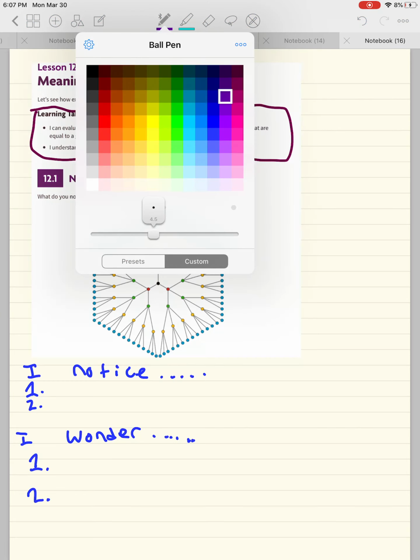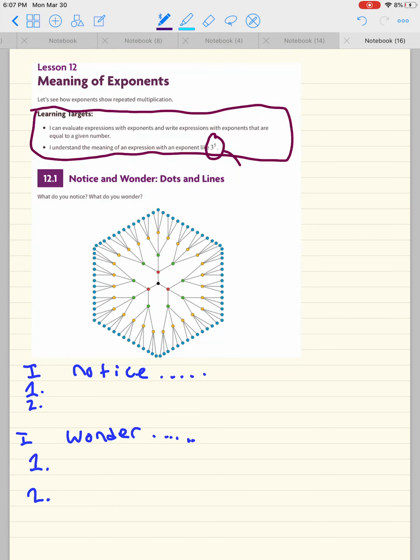Anyway, so for 12.1, it gives you this image. It's asking, what do you notice and what do you wonder? So take about a minute or two, pause the video, write down 2 things that you notice and 2 things that you wonder, and then unpause it when you're done. Okay, hopefully you paused the video and you did that.